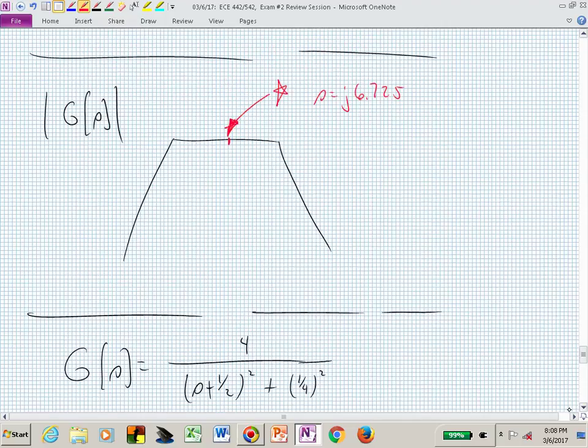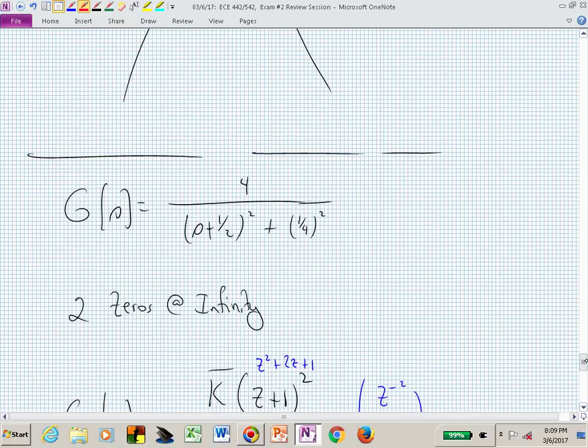But on this, if I said do a pole zero mapping for this transfer function, where are your poles? They're at minus 1/2 plus and minus j 1/4. They're complex, so you'd have to map complex poles. Do you have any finite zeros? No. Do you have any infinite zeros? What's your pole zero excess? You have 2. So now you would say, oh, I have 2 zeros at infinity.